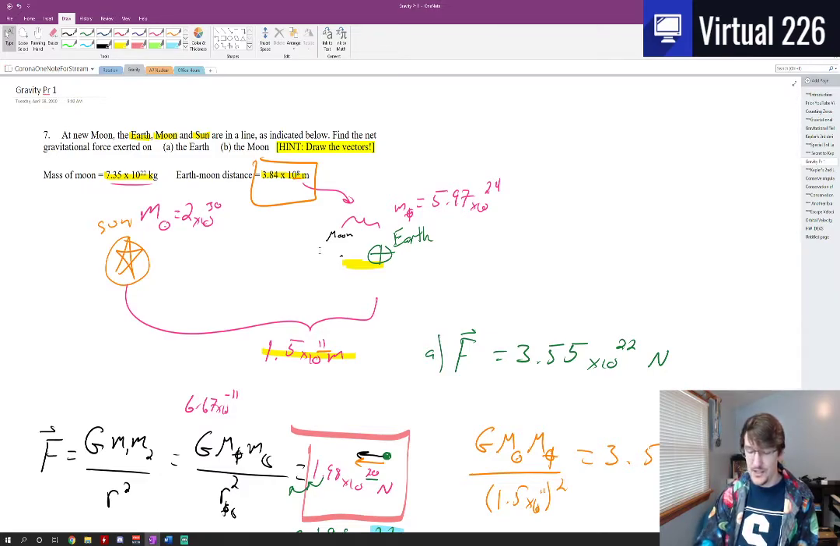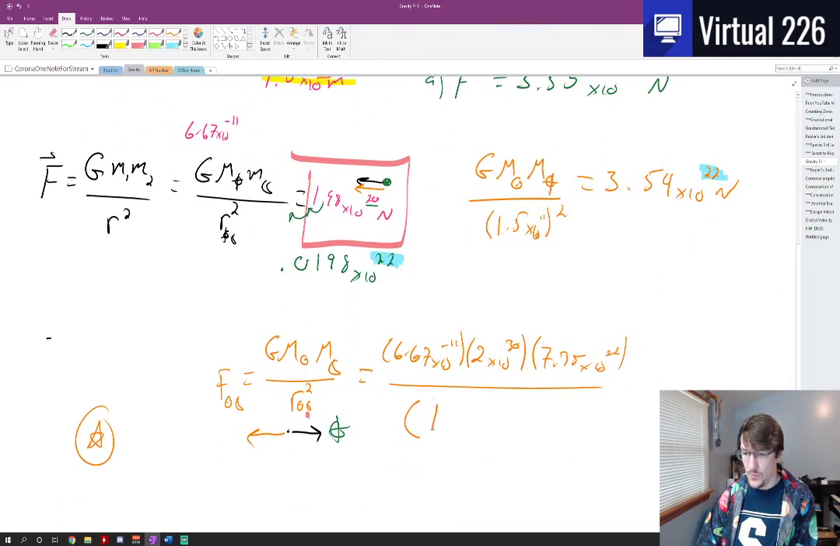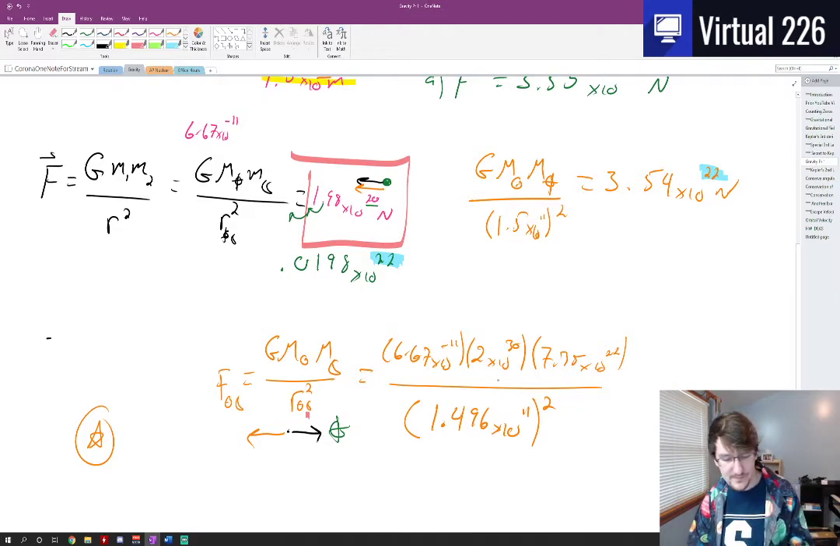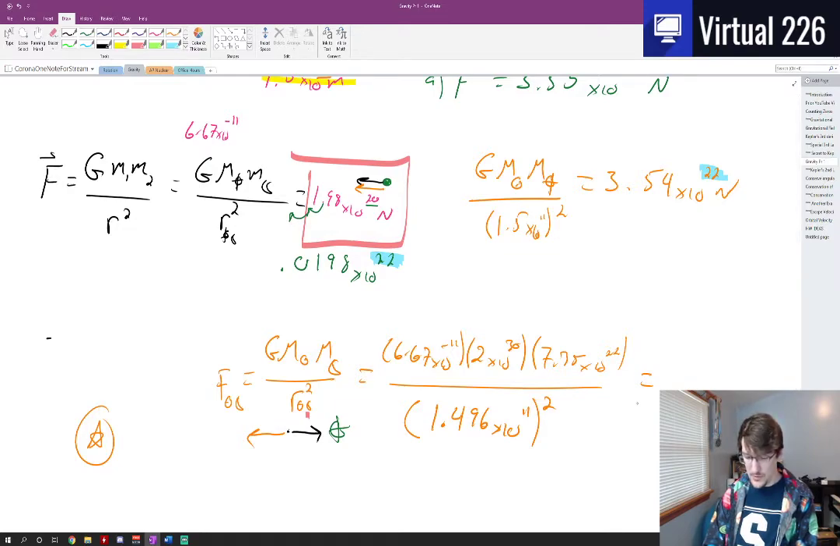So 1.5 times 10 to the 11th minus 3.84 times 10 to the 8th. This number's not going to change a lot. We're just going to get 1.496 times 10 to the 11th. So it's pretty much still just 1.5 squared. That's how big these distances are. The small distance didn't really change anything. So now we just multiply all these together: 6.67 times 10 to the negative 11th times 2 times 10 to the 30th times 7.35 times 10 to the 22nd divided by the quantity 1.496 times 10 to the 11th, squared, and we get 4.38 times 10 to the 20th.